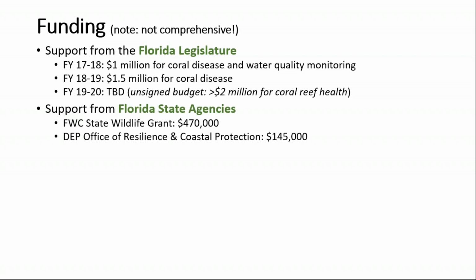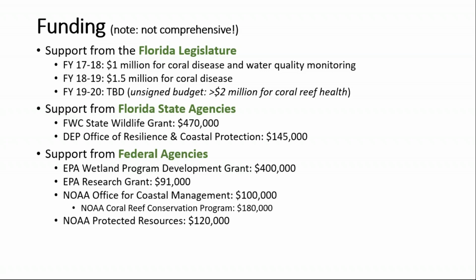We also have support from state agencies. So FWC through their state wildlife grants and DEP through some internal funds shuffling have put money towards research and other projects. On the federal side of the house, EPA has supported the response through two mechanisms. First, their wetland program development grants, and then just their research grants. And NOAA, the Office of Coastal Management, and their sub-office, the Coral Reef Conservation Program, have allocated funding primarily for dedicated positions related to response.